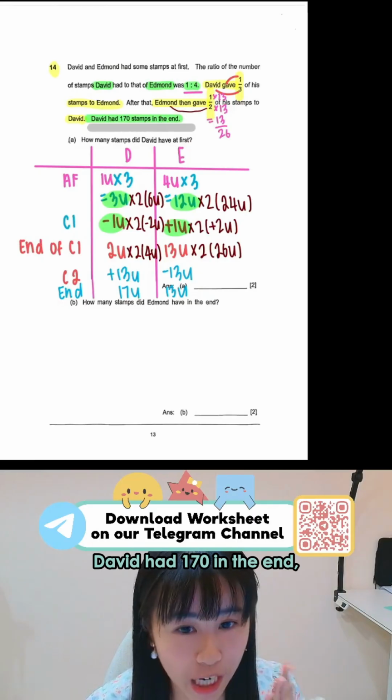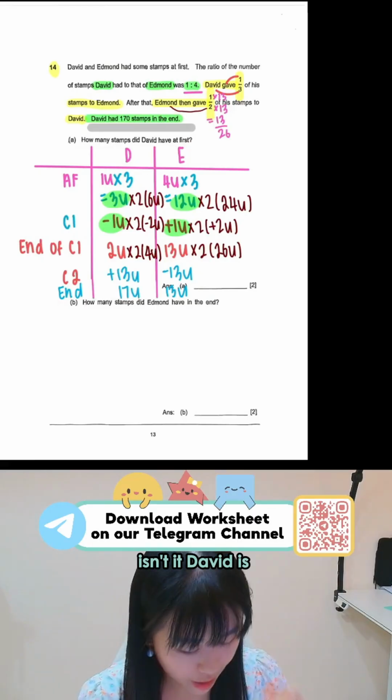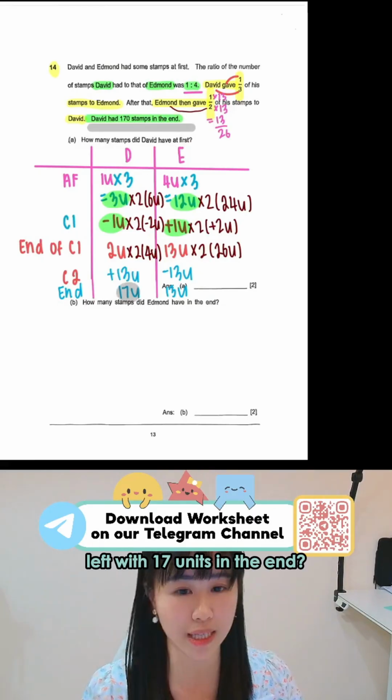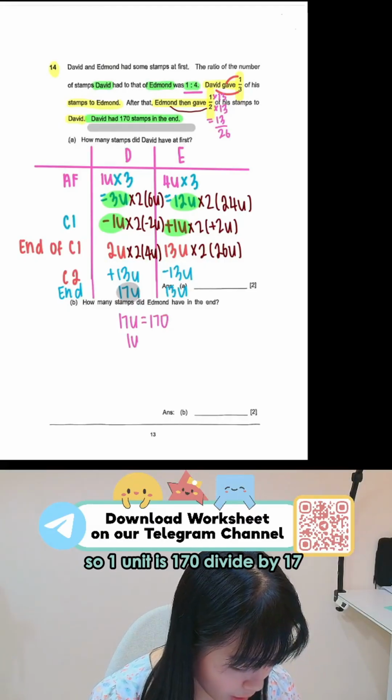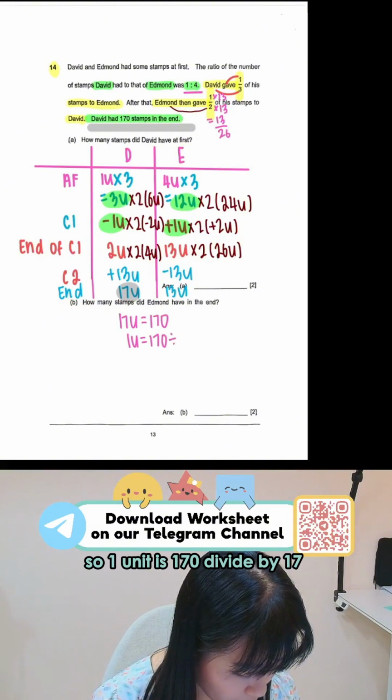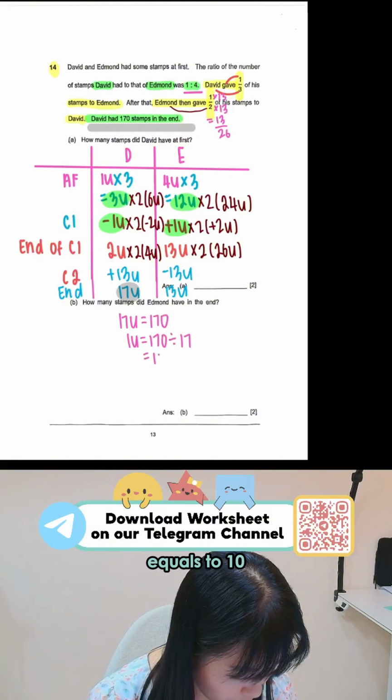David had 170 in the end. David is left with 17 units in the end. That 17 units is equal to David's 170 in the end. So 1 unit is 170 divided by 17, which equals 10.